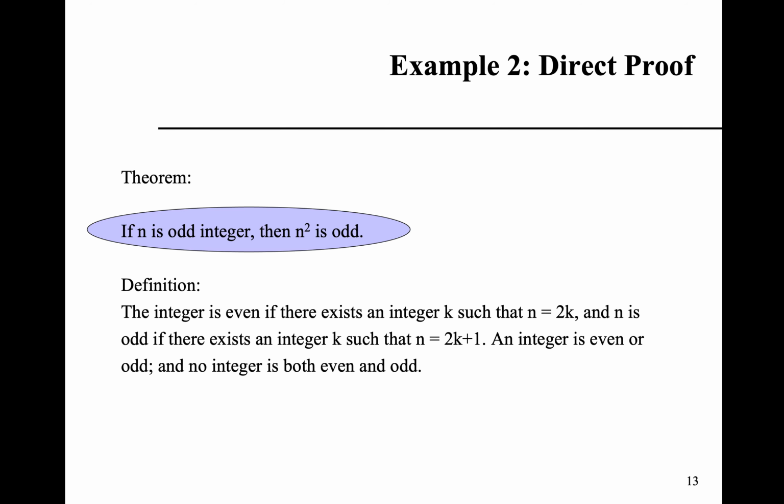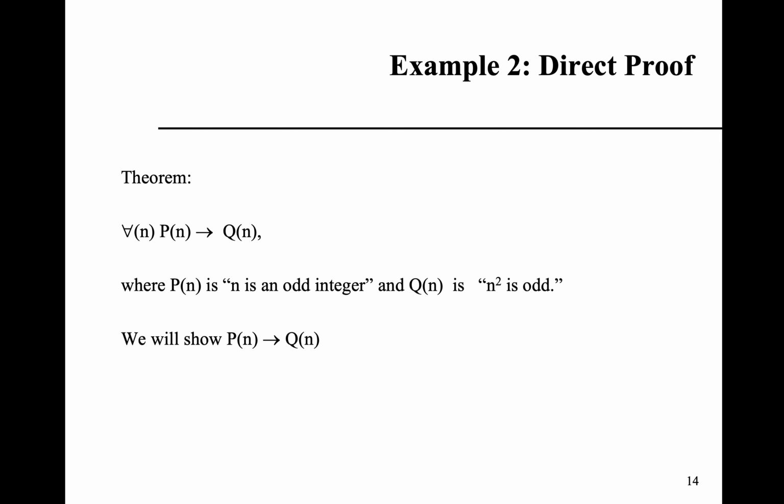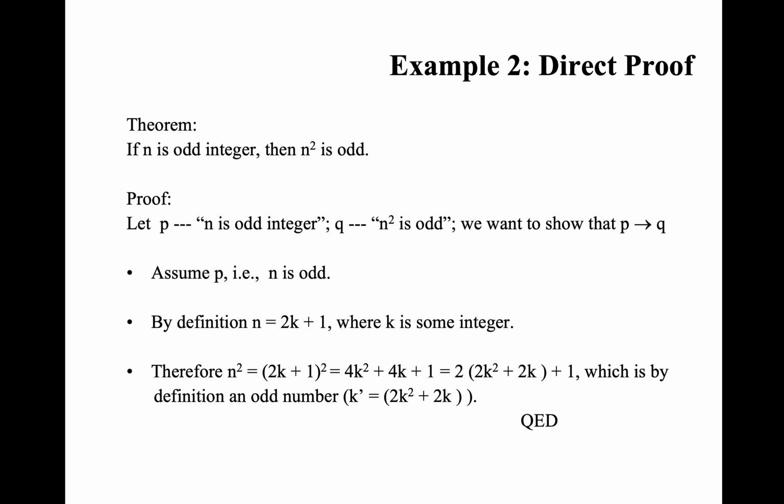So now the theorem is, when you have a domain and a given P, then Q needs to apply. So where P of n is "n is an odd integer" and Q of n is "n squared is odd." That's based on what the statement is given. And now we need to show that if P, then Q. So if n is an odd integer, then n squared is odd.